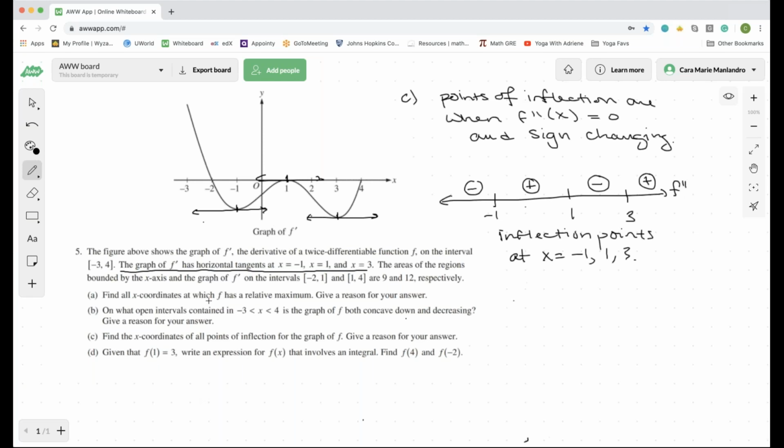Can we also say these are inflection points because the graph of f prime goes from increasing to decreasing and vice versa? Yes, those are equivalent.